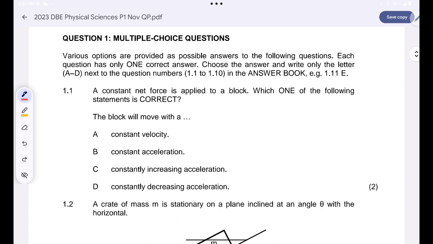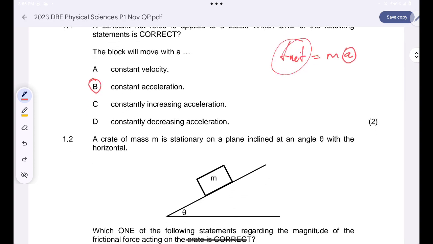Okay, we are told that a constant net force is applied to a block. Which one of the following statements is correct? If we have a constant net force, it simply means that, guys, we must have a constant acceleration, right? Remember that F net is equal to ma. If this does not change, that means the acceleration should not change as well. So the answer for 1.1 is B.